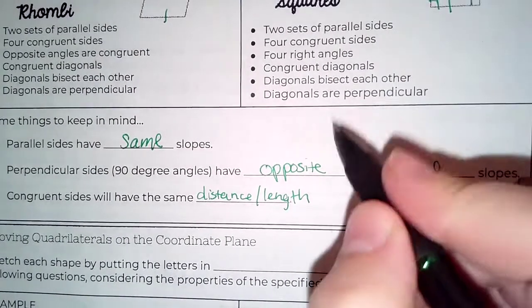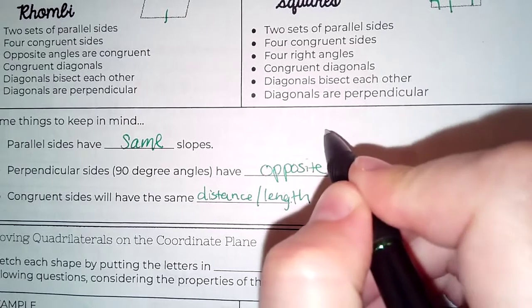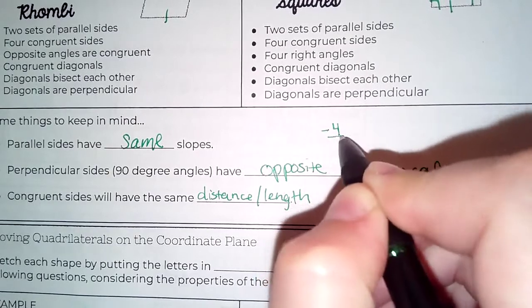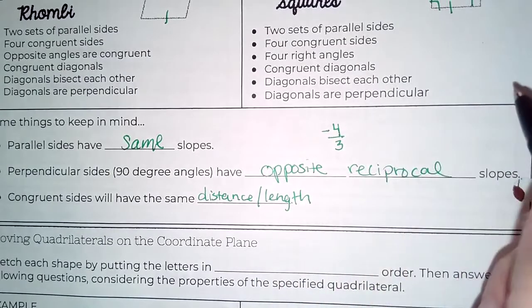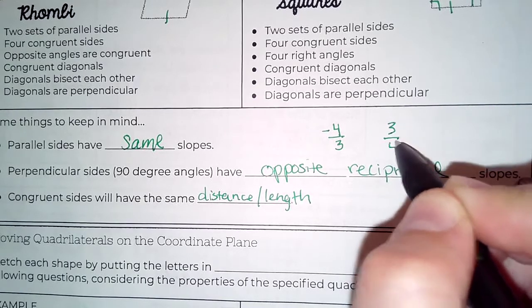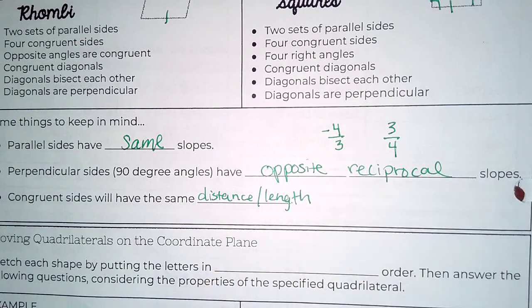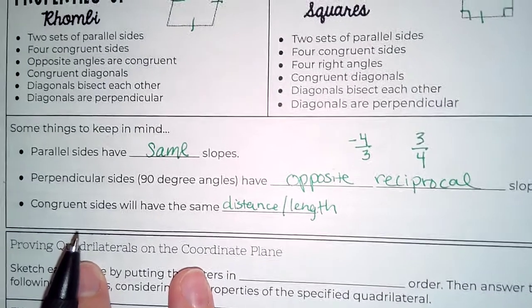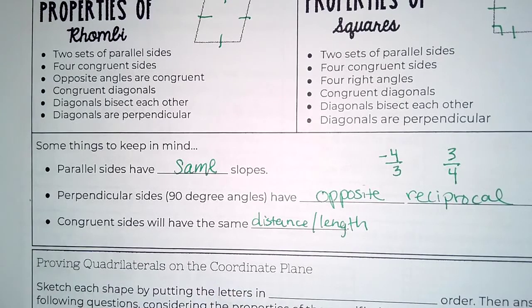So if I gave you one slope of -4/3, what does the other slope have to be? 3/4 and positive. So flipped and opposite signs. And then congruent sides would have the same distance or length. So we find that using the distance formula.